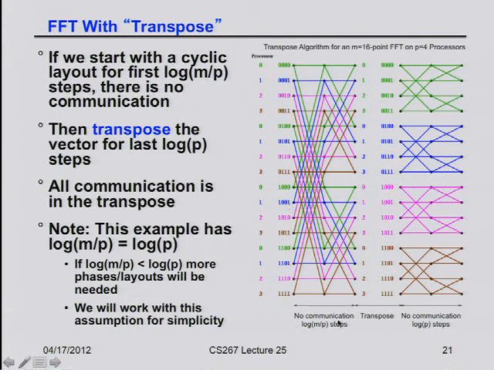So again, there's no communication at the beginning. All the cost is in there. And then there's no communication at the end. To keep this picture simple, I'm assuming that log m over p equals log p. But it gets a little more complicated if it doesn't work out that way. But it's the same idea. I do a transpose in the middle somewhere. OK, so the question is, why do I call this a transpose?